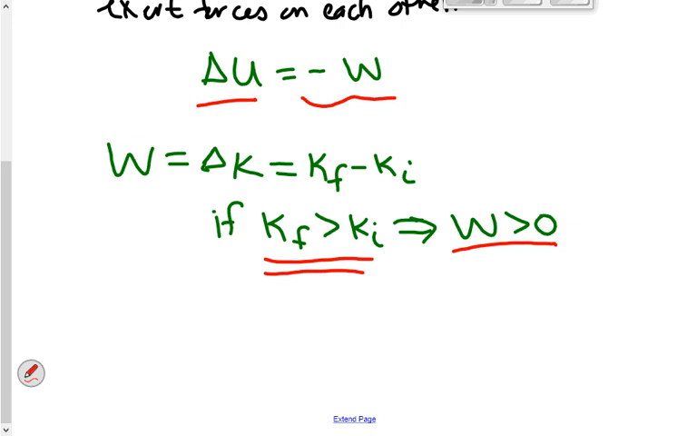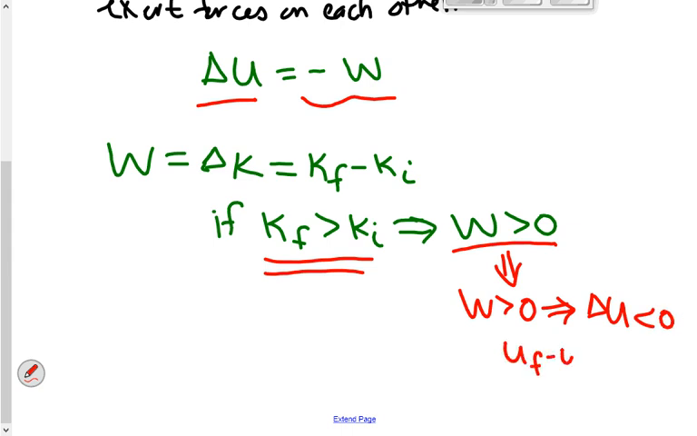Well, let's go from here. So if my object is increasing in kinetic energy, the work is positive. If the work is positive, that means that delta U has to be what? Negative. It has to be less than 0. So that means that U final minus U initial is less than 0, which means that the object is losing potential energy, and that potential energy becomes the kinetic energy that the object gained. Okay, makes sense? Sorta, kinda. It's only the first page of notes. All right.